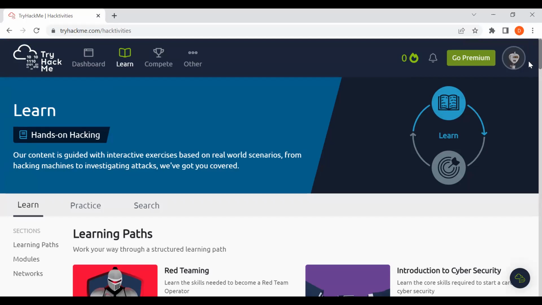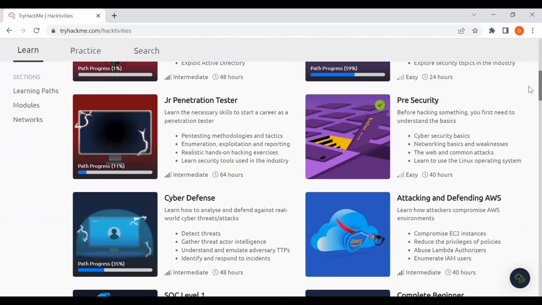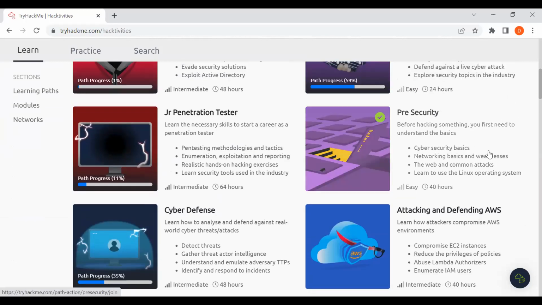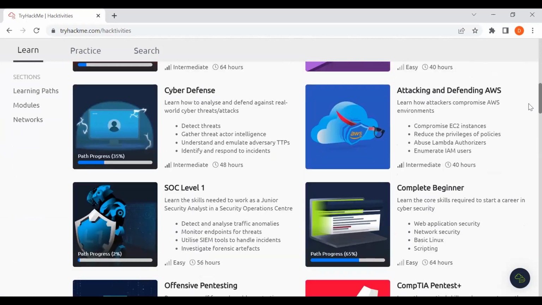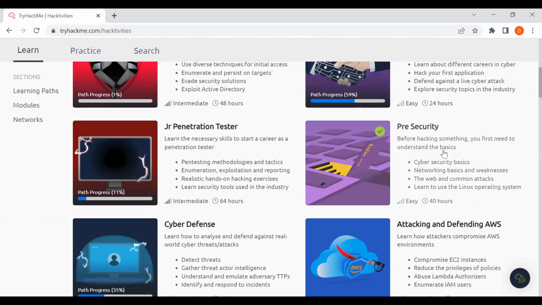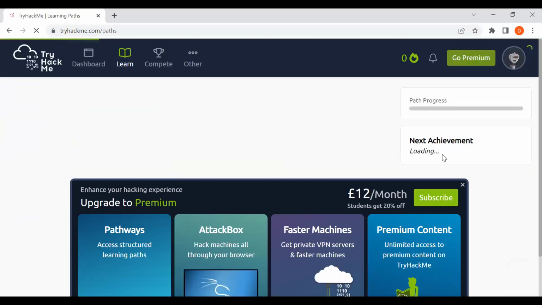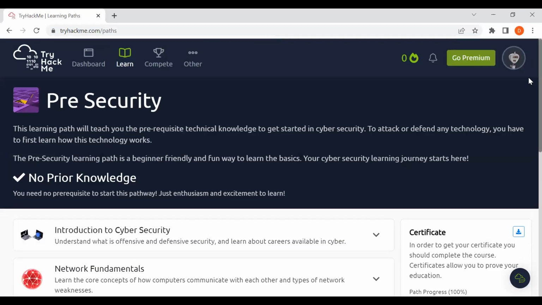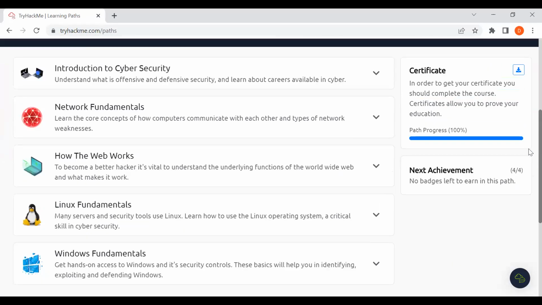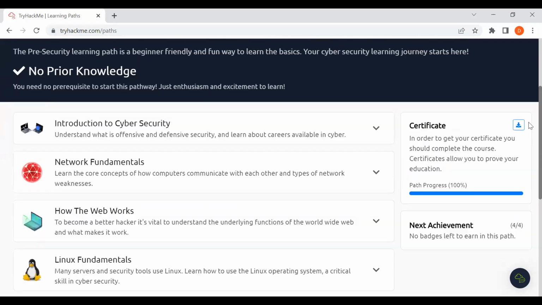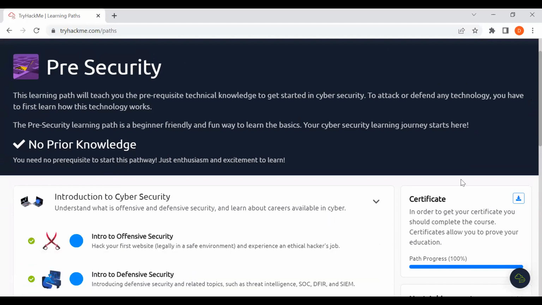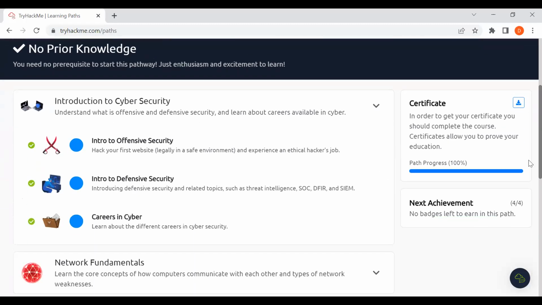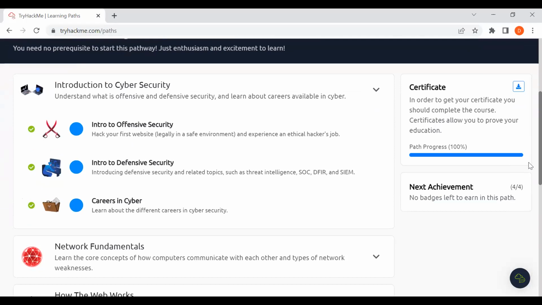Now, some of them are actually free of charge, right? It's expected that whether you have money or not, you should be able to complete at least the pre-security learning path, which is this. You can see the courses here are free of charge, right? So in case you don't have any prior knowledge, you can come here and learn about cybersecurity, what offensive and defensive cybersecurity is.